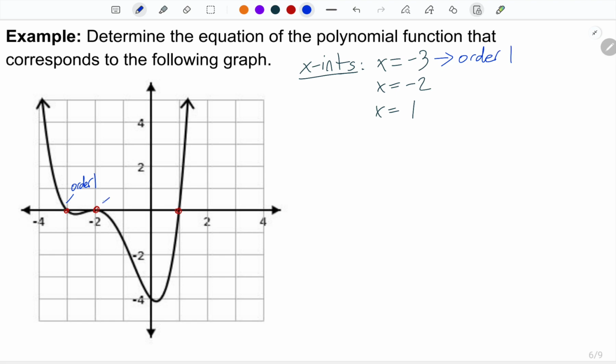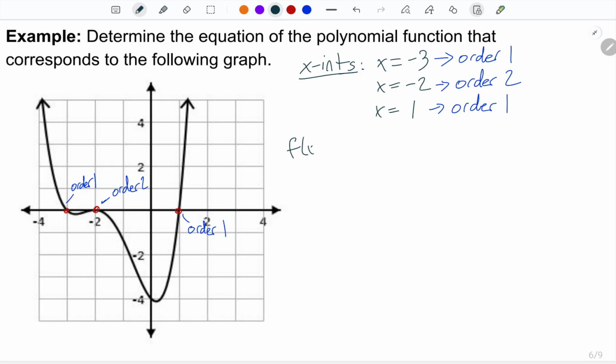And at -2, it's coming from below, hitting -2, and going back down, which is like a parabola. So it's order 2. And at 1, just going straight through, so order 1. Okay, so we've got those 3 roots and their orders.